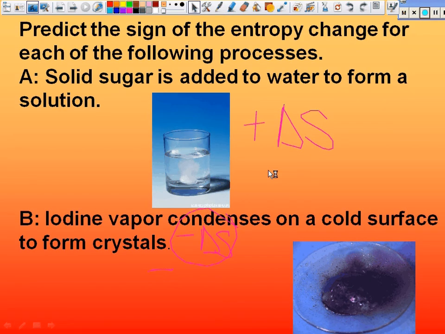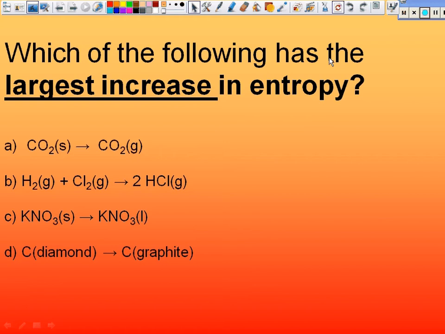All right, so which of the following, and this would be a prime example of a multiple choice style question that you would see on a test. And I want you to answer this. Don't say it out loud, just circle it. Which of the following has the largest increase in entropy? Just circle the correct answer.